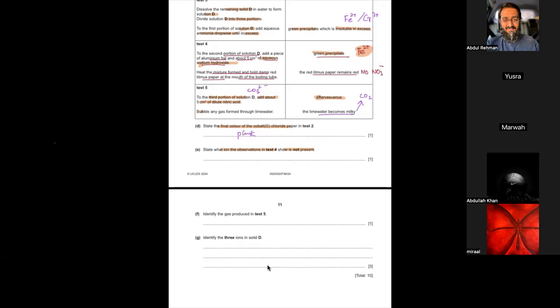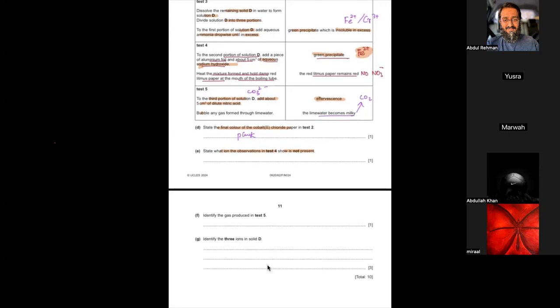State what ion the observation in test 4 shows is not present. So what we have identified is that nitrate is not present, no nitrates. Identify the gas produced in test 5. So we have identified it's carbon dioxide.